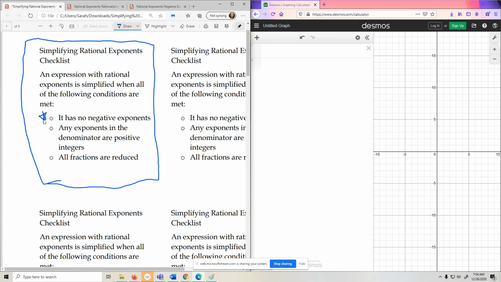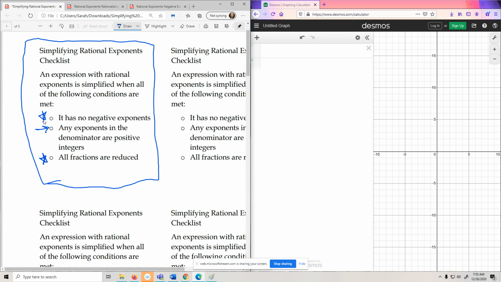This first one, no negative exponents, is just like when we talked about exponent rules earlier in the year. We don't write negative exponents in final answers. This one right here, any exponents in the denominator are positive integers, is what we're going to focus on today. And I'll show you what I mean by that more in a second.